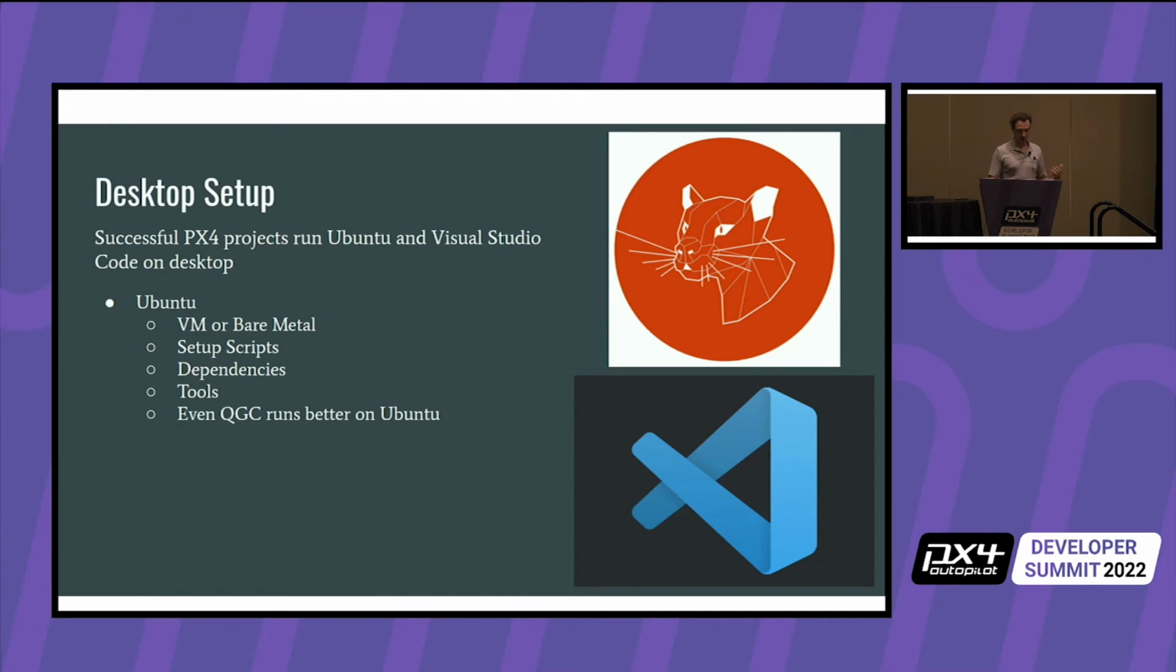There's great tooling. Even QGC, I feel like, runs better on Ubuntu. I've been out in the field, and people with Windows machines are like, yeah, why can't I communicate with the drone? And I take their telemetry radio and plug it into my computer, and all of a sudden it's working.